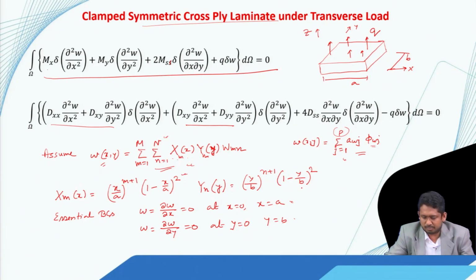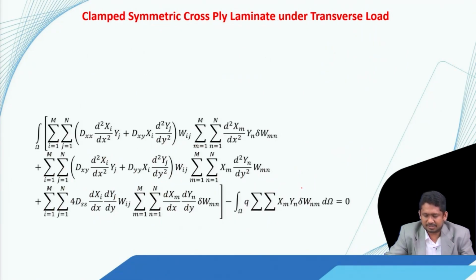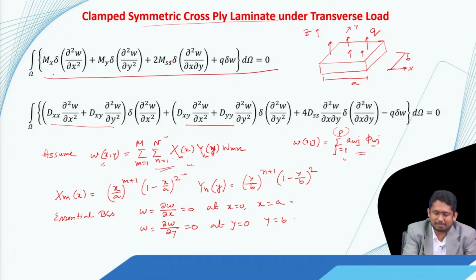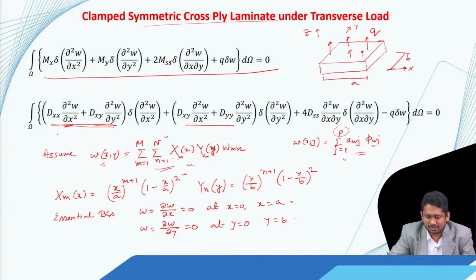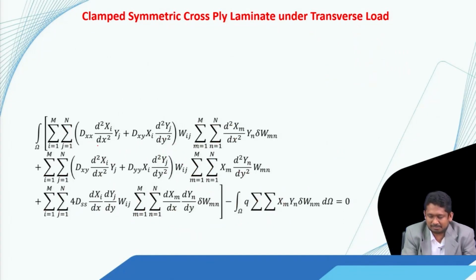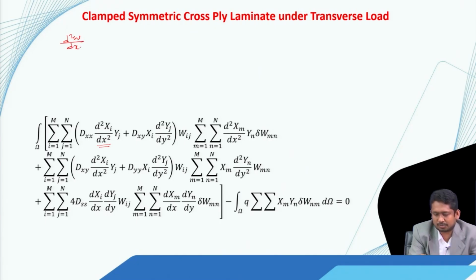Now, what we will do is we will put these approximations in the weak form. So, we have M x here, and M x is written as this, and then we have del 2 w by del x 2, and del 2 w by del x 2 is nothing but this. So, del 2 w by del x 2 is again summation n equal to 1 to N, m equal to 1 to M. This is del because w is a function of both x and y.